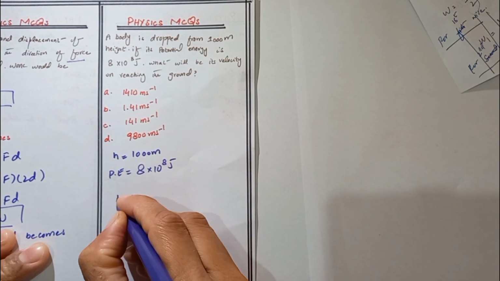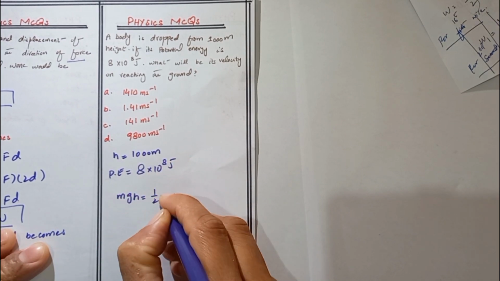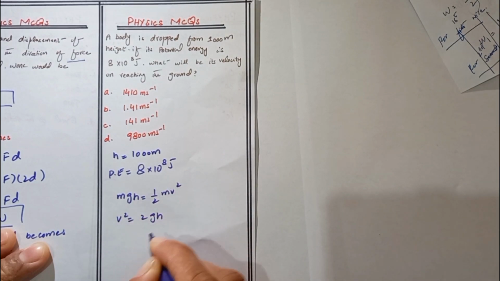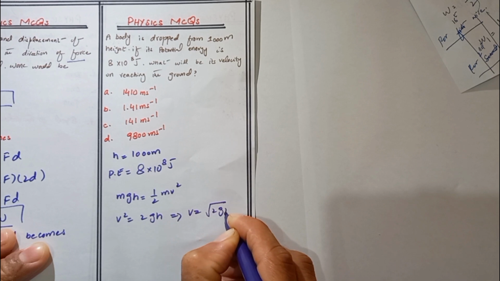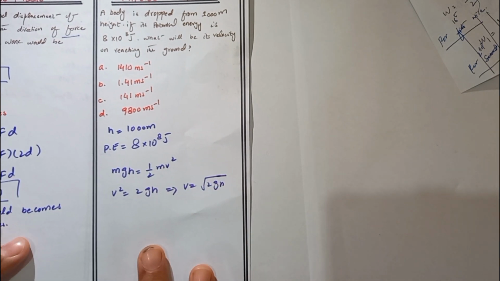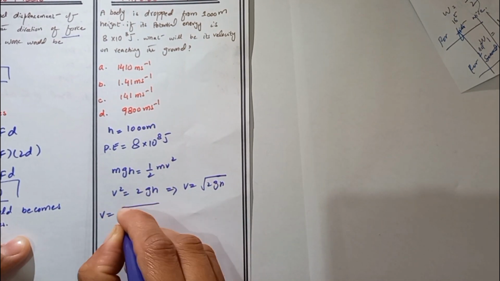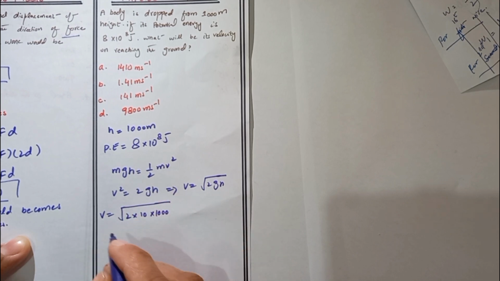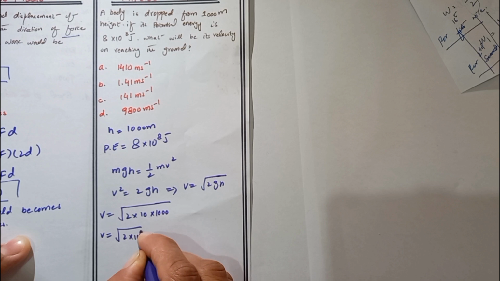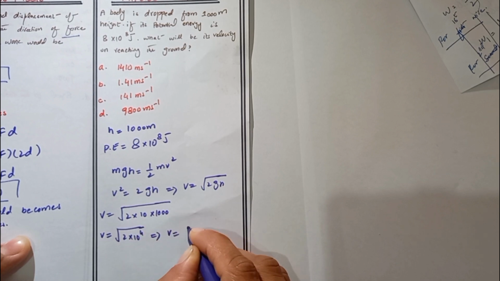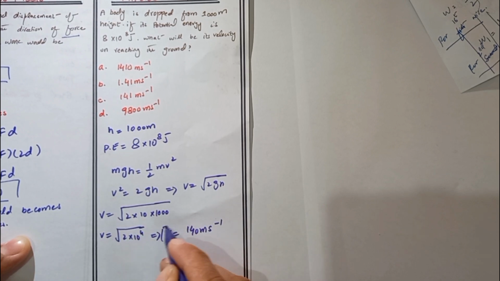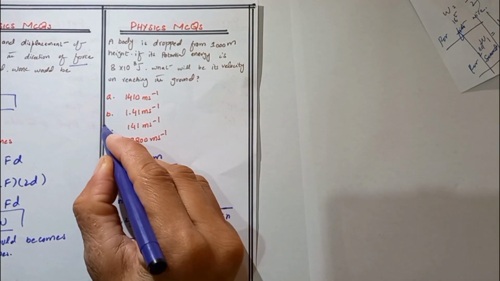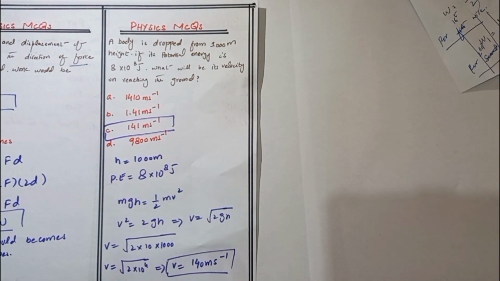We know that the loss in potential energy is equal to the gain in kinetic energy. So we can write the formula: v square is equal to 2gh, and v is equal to under root 2gh. So v is equal to under root of 2 times gravity, that is 10, times height, that is 1000. So velocity is equal to under root of 2 into 10 to the power 4, that is approximately 140 meter per second. So the closest answer is option C, 141 meter per second.